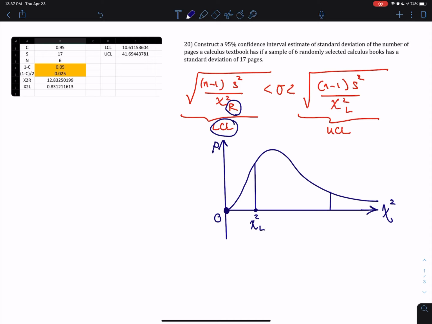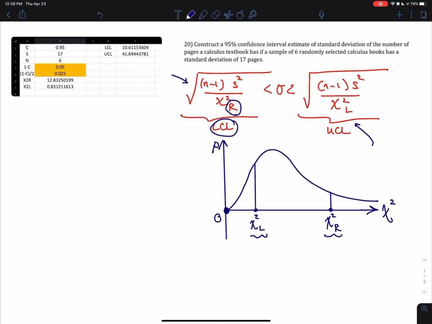and chi-square right is the value here. And chi-square left is always smaller. So since the left-hand side has to be smaller, you divide by the larger value. And since the right-hand side has to be larger, you divide by the smaller value, so that's why it's the reverse of the actual notation, so don't be confused, that's not a typo.